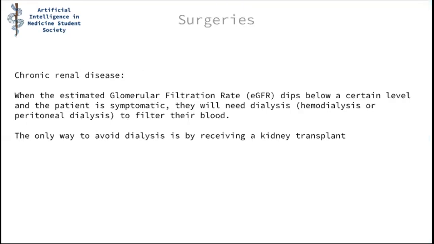But there are some more gray area things. For example, let's say someone has chronic renal disease. Once your glomerular filtration rate dips below a certain level, and the patient's symptomatic, they'll need to have dialysis. Dialysis can either be hemodialysis, where their blood is filtered with an artificial machine, or peritoneal dialysis, where the peritoneum is used as a filtration system.